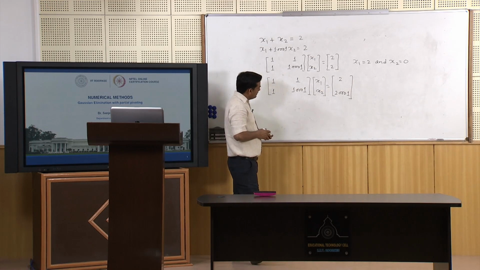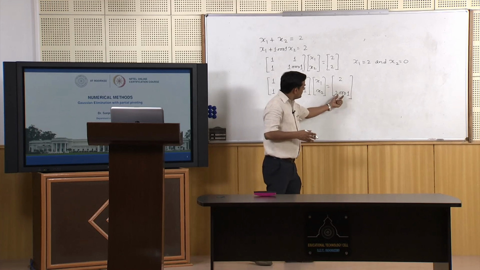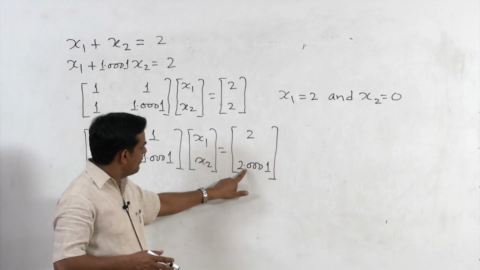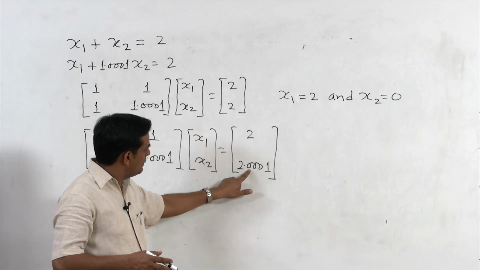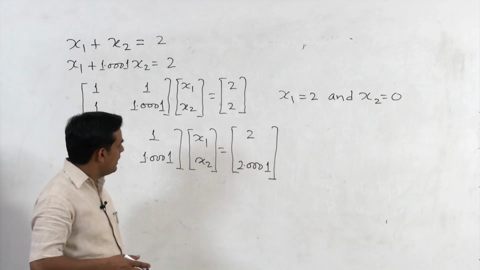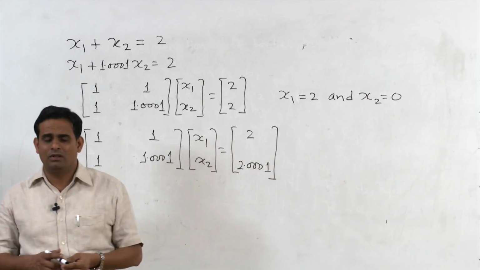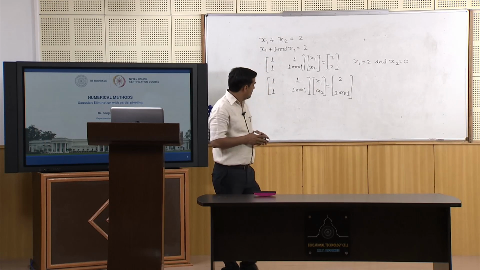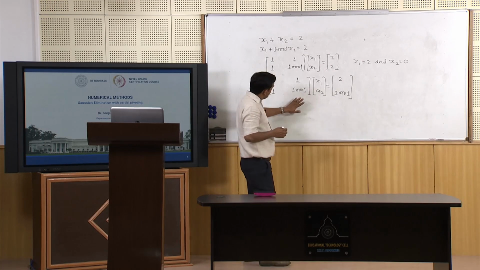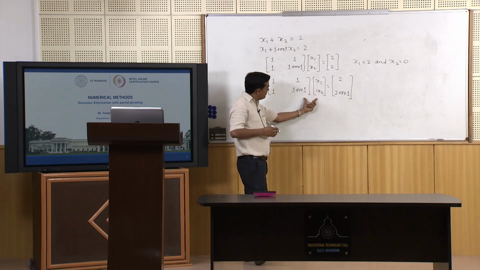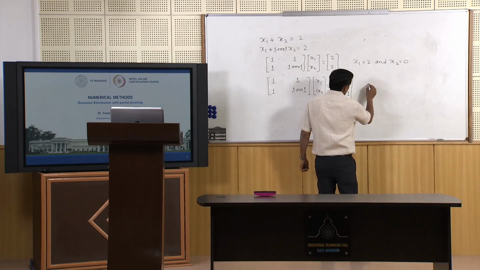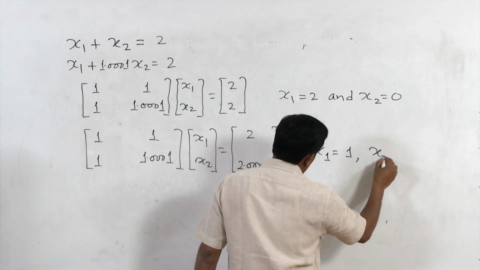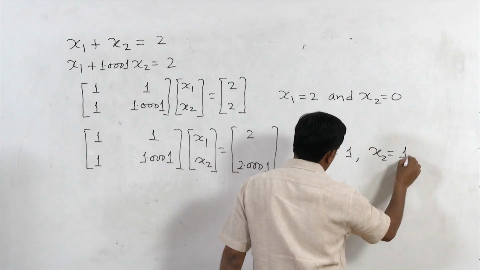So, what will happen? I am having a very small change in the input data. Earlier it was 2, now here it is 2.0001. That is a change of the order of 10 raised to power minus 4. Now, if we look at the solution of this new system, what will I get? x1 equals 1 and x2 equals 1.